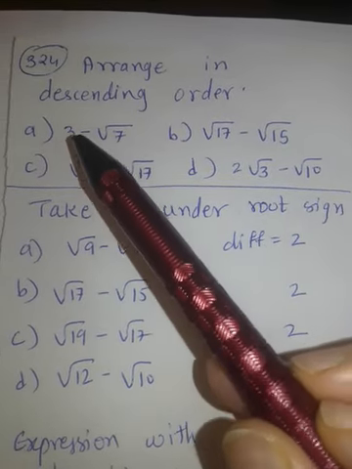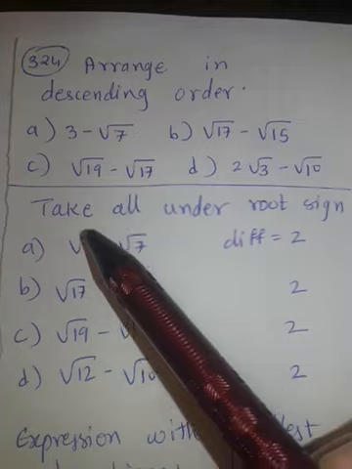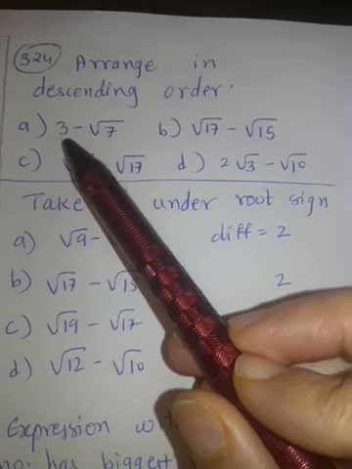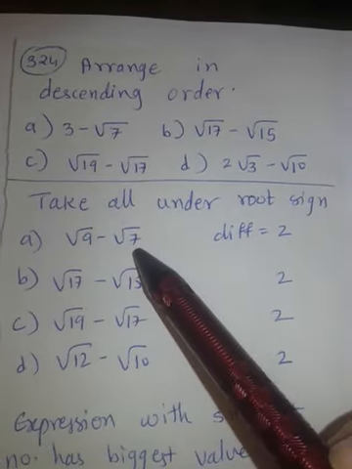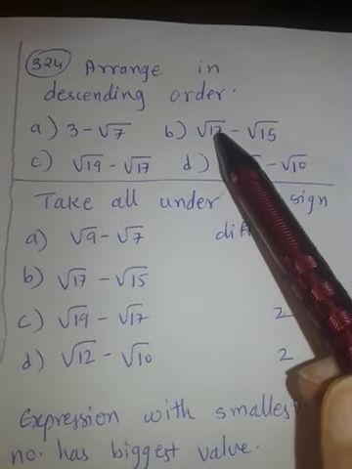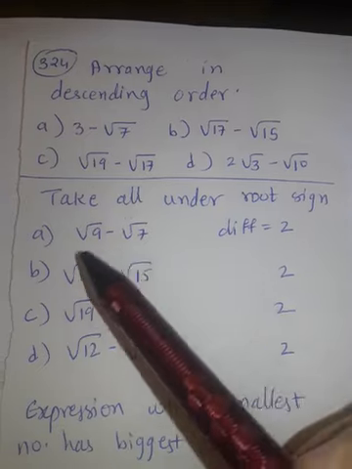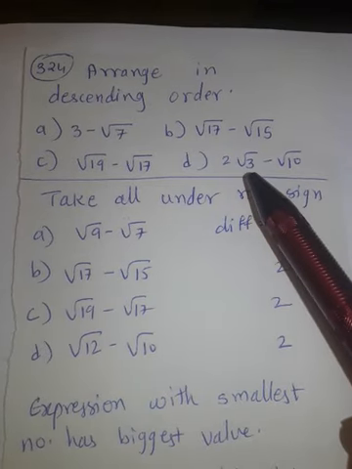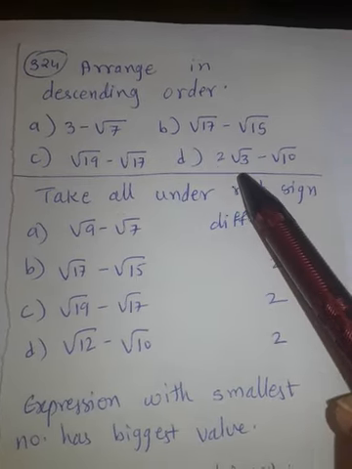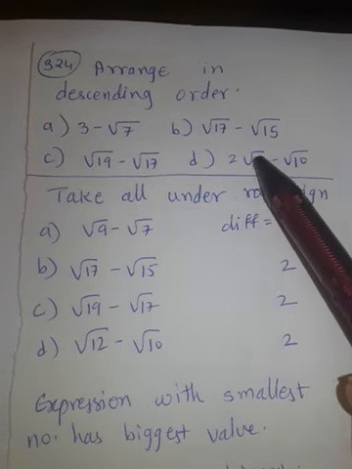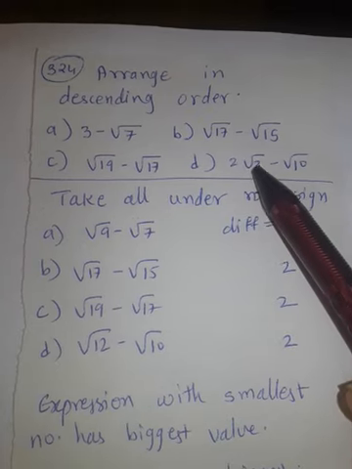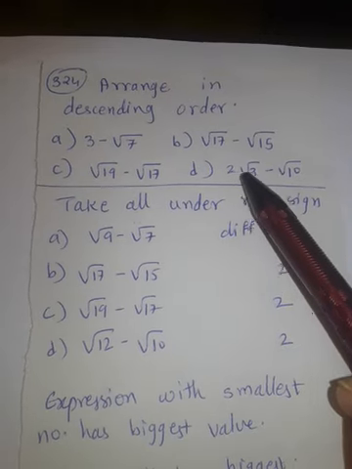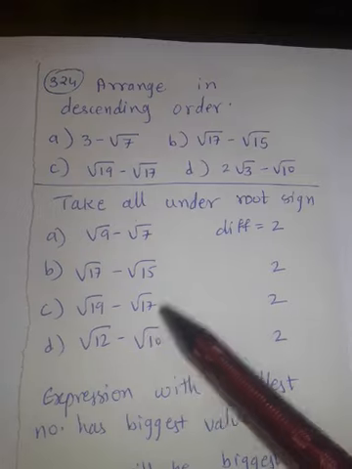First step will always be to take every number under the root sign. So instead of 3, I am going to write it as root 9. This is also a root, I have made this a root too. So square root of 9 minus square root of 7. Second number, both are under square root sign, so no problem. Third number, again both are under square root sign, so I'm just copying them as they are. Fourth number, 2 root 3. When this 2 goes inside the square root sign, it becomes 4, correct? 2 root 3 is what? 2 goes inside, so under the square root it will be 4 into 3, that is 12. So this becomes square root of 12 minus square root of 10.